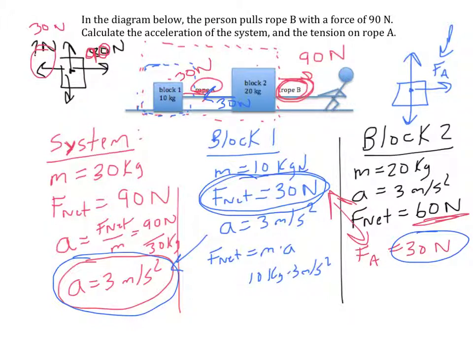So that's a two-body system. It's certainly more complicated than things that we've done before, but just break it down. Always consider what you're analyzing, and it should be all right.